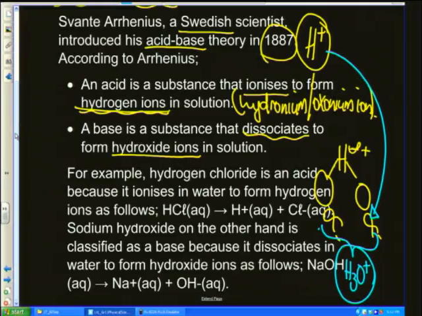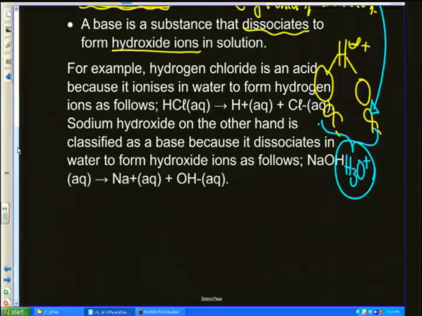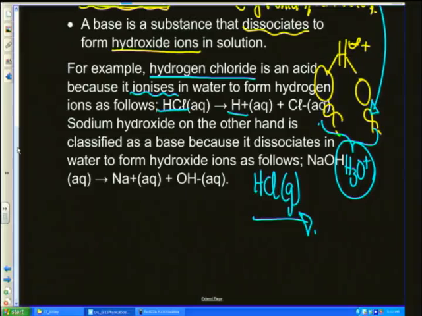All right, now, moving on. Let's look at some examples here. Hydrogen chloride is an acid because it ionizes in water to form hydrogen ions as follows. So you've got HCl ionizing to form H+ plus Cl minus. At first, the HCl is a gas. It is highly soluble in water, so it dissolves in water and then it ionizes to give you the H+ and the Cl minus. For that reason, we classify it as an acid according to Arrhenius.